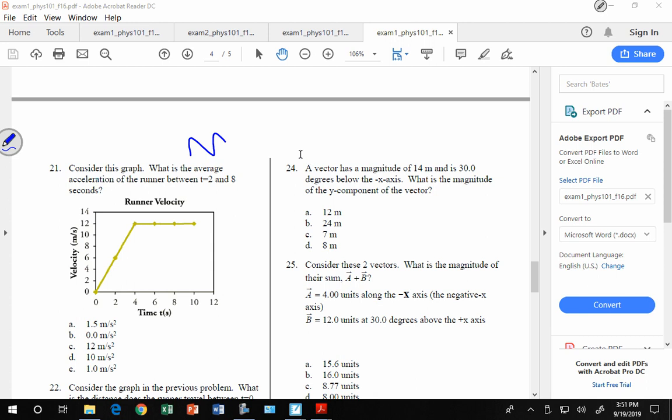Okay, you just need to know how to find the x and y components. So here I have 14 and 30 degrees below the negative x-axis. I just want to know the magnitude of the y component, although it's useful for me to draw that vector. It's right there, 30 degrees below the negative x-axis. That's not important for this particular problem, but it's good practice. So the y component is equal to 14 sine of 30. All right, so it's 7.